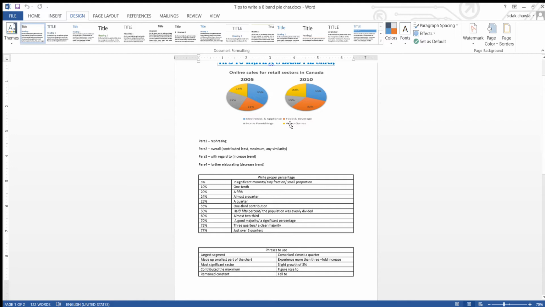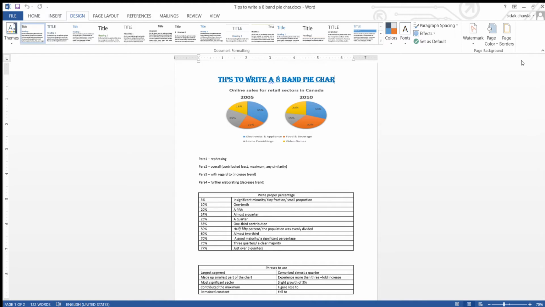The next is remained constant. You can make it like, even after 5 years, clothes expenditure remained constant. Or in 2010, video games comprised almost a quarter, which is 23%. Experienced more than a 3-fold increase. It is really a strong phrase. You should definitely use it in the bar charts or your pie chart. For example, if a thing from just 4% jumps to 12%, it means a 3-time increase. But instead of writing 3-time increase, just switch it or use an alternative like a 3-fold increase. It can be made 2-fold if that's the case.